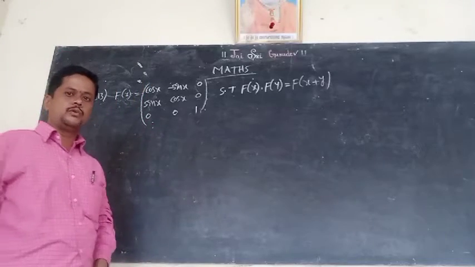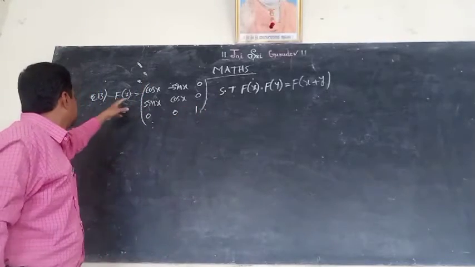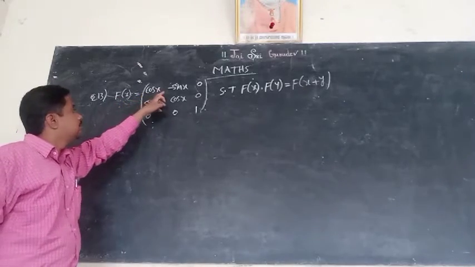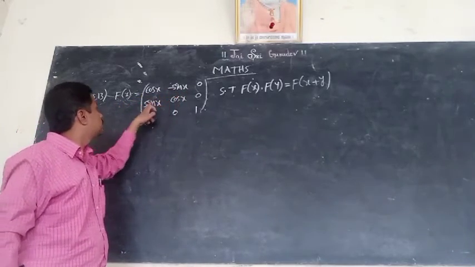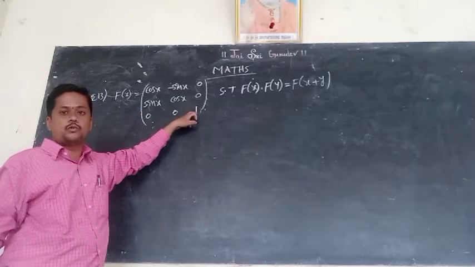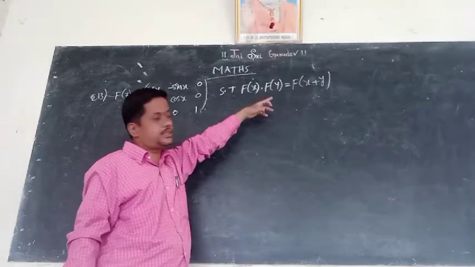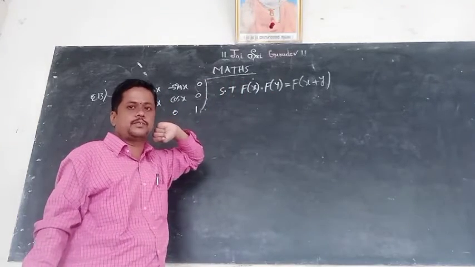Friends, we'll move to the next question. Question number 30. f(x) is equal to the matrix [cos x, -sin x, 0; sin x, cos x, 0; 0, 0, 1]. We have to show that f(x) times f(y) is equal to f(x+y). How to do this one?